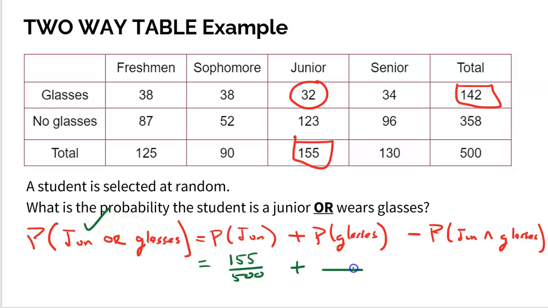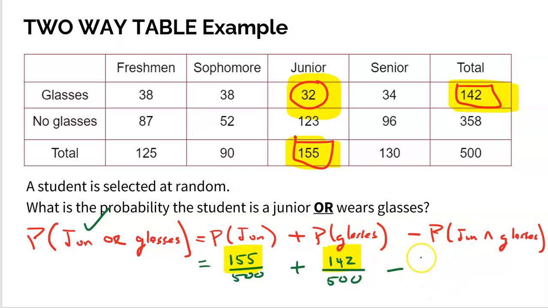Or, what's the probability somebody wears glasses? 142 kids successfully wear glasses out of 500. If any one of those kids is picked, I'm happy. But I got to be really careful because these 32 kids got counted here. They wore glasses. They got counted here. They were juniors. These 32 kids got double counted. They deserve to be counted, but not double counted.